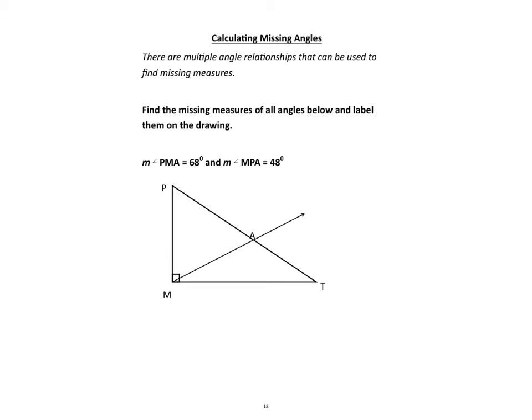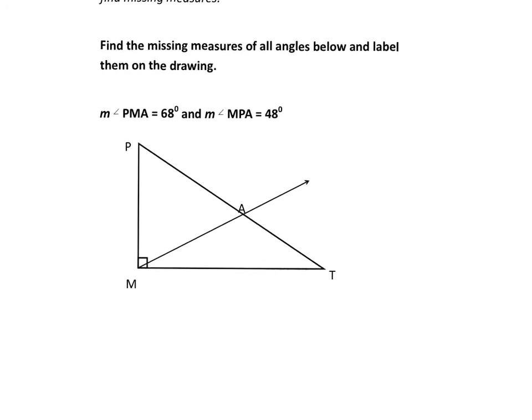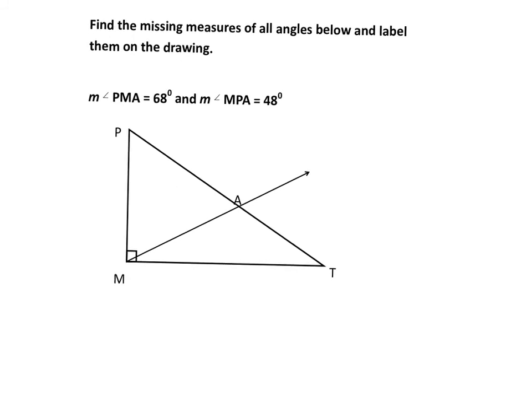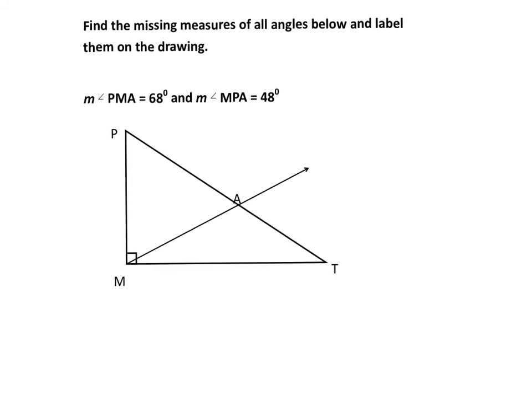Now here we have a drawing in which it's kind of a triangle that's been split up, and we're asked to find the missing measures for all of the angles below and label them on the drawing. In addition to finding the angles, we're going to label the relationships that they happen to have. So it's a way to justify how we got this information, and it's done very quickly, short, sweet. The first thing we want to start with is angle PMA. We know it is 68 degrees. It's a given. These right here are your givens, because you're told this is what they are. And the measure of angle PMA is 48 degrees.